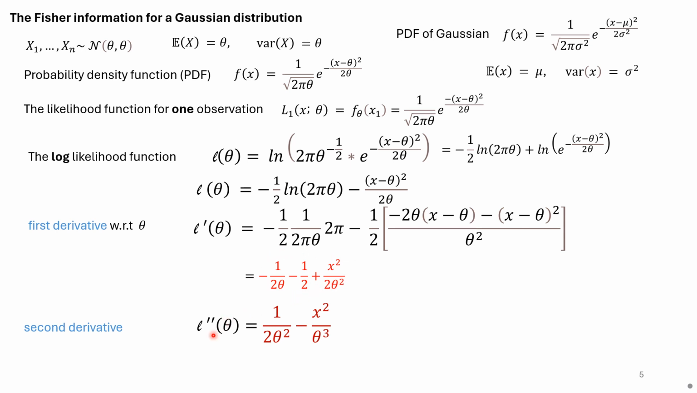Now, immediately we can take the second derivative. L double prime theta is 1 over 2 theta squared minus x squared over theta to the power 3. Now we have the first derivative of the log likelihood and also the second derivative of the log likelihood. Therefore, we are ready to compute the Fisher information.